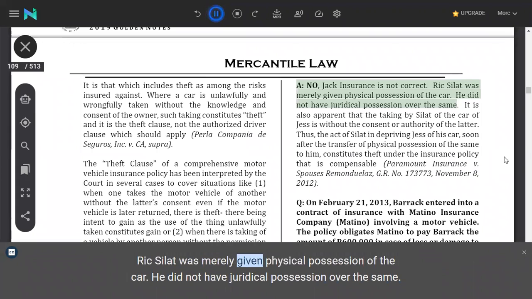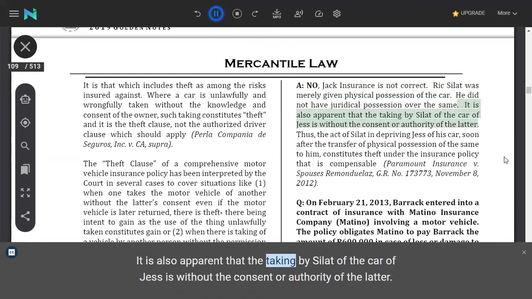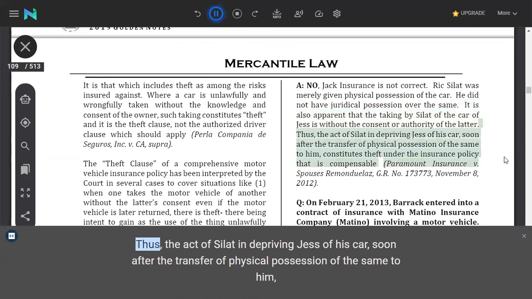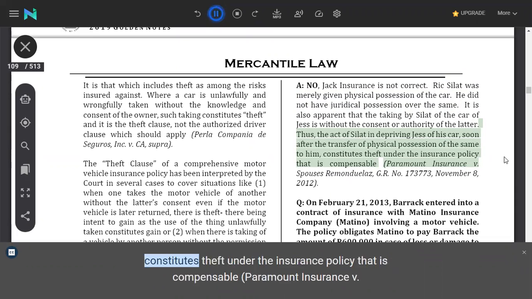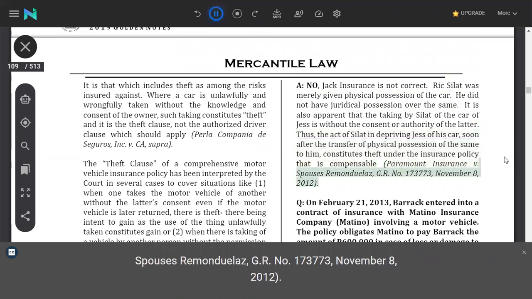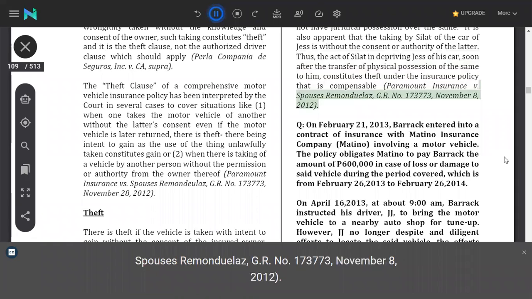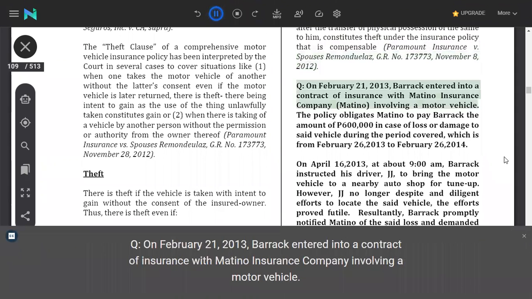Rick Silat was merely given physical possession of the car. He did not have juridical possession over the same. It is also apparent that the taking by Silat of the car of Jess is without the consent or authority of the latter. Thus, the act of Silat in depriving Jess of his car, soon after the transfer of physical possession of the same to him, constitutes theft under the insurance policy that is compensable. Paramount Insurance v. Spouses Remondulaz, GR number 173773, November 8, 2012.